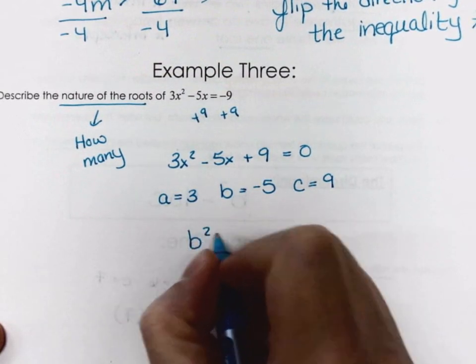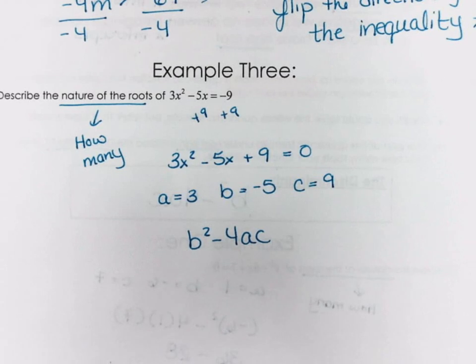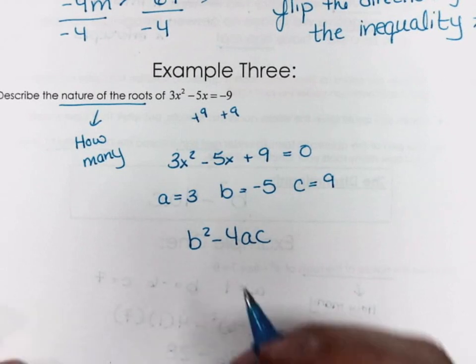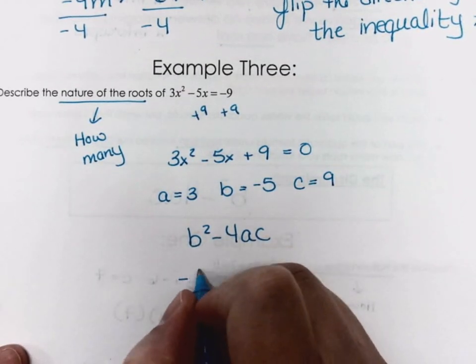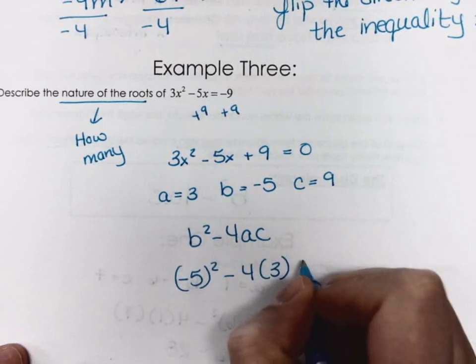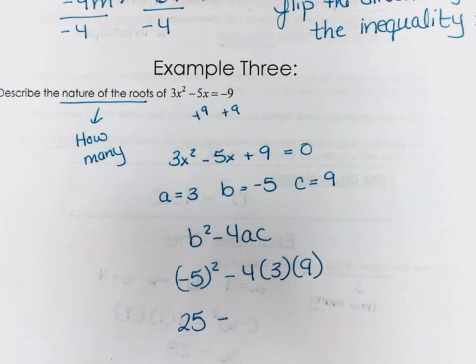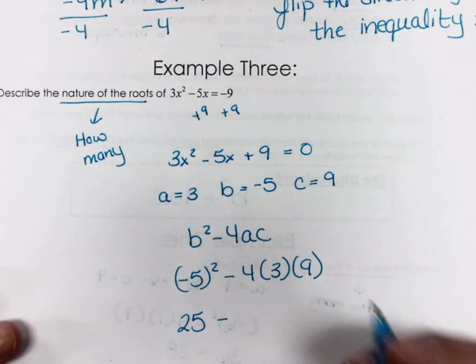So I'm just using my discriminant here. And I'm trying to figure out whether it's going to be 0, negative, or positive. That's really what I'm trying to do. So I'm going to have -5 squared minus 4 times 3 times 9. Holy Hannah, that's going to be a big number. 12 times 9, 108.